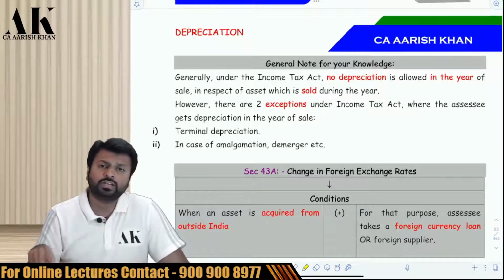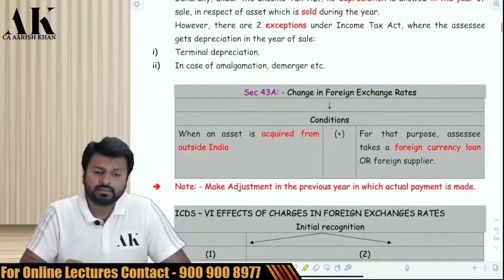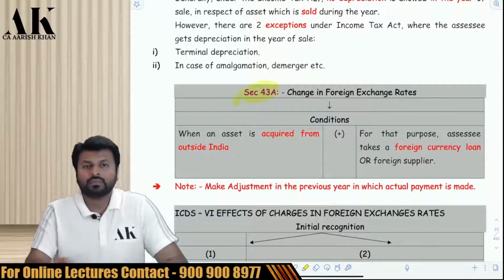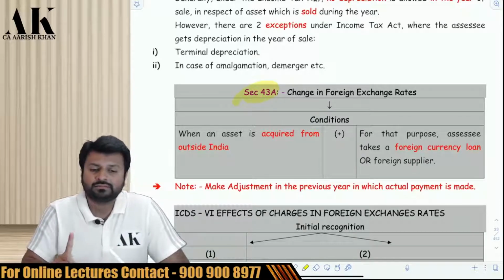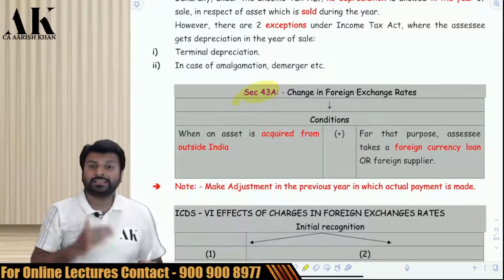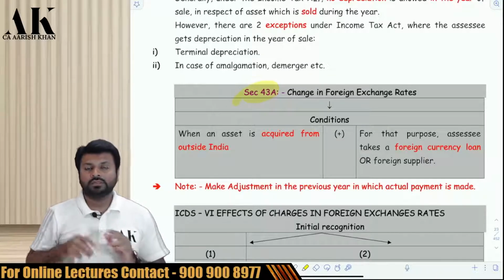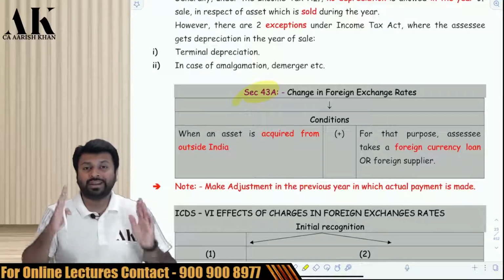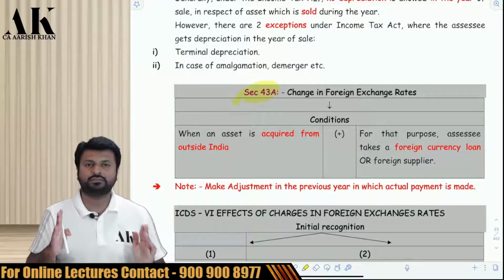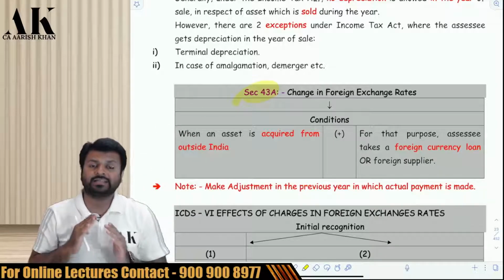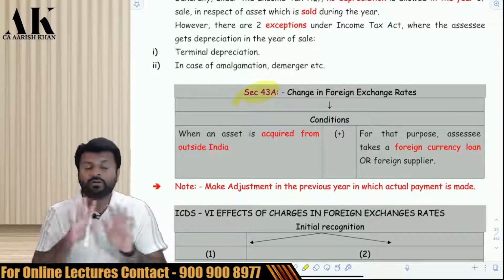And one last thing over here is, listen carefully, section 43A. Now it's a very important section. What is section 43A? Listen carefully. If you import an asset from outside India, and if there is a foreign currency loan on that, if you import an asset, condition number 1, when section 43A is applicable, it's an important section for your exam. 43A is applicable if you import an asset. If it is bought from local market, 43A is not applicable.